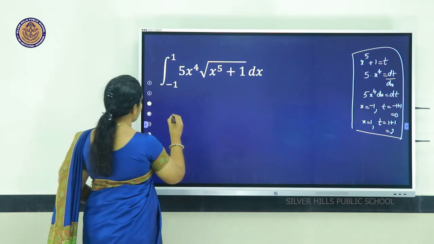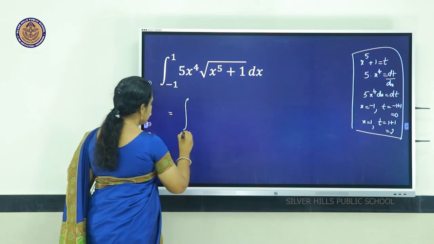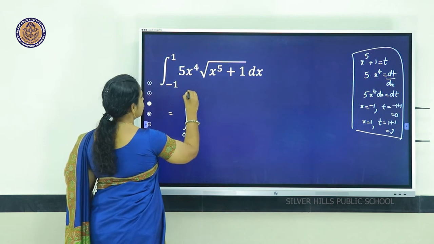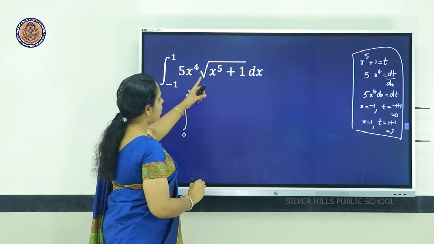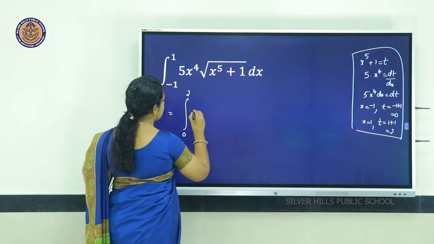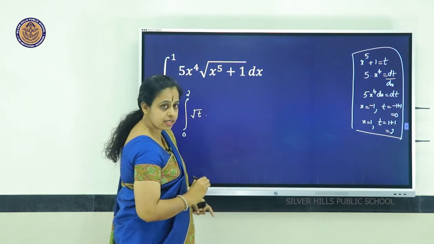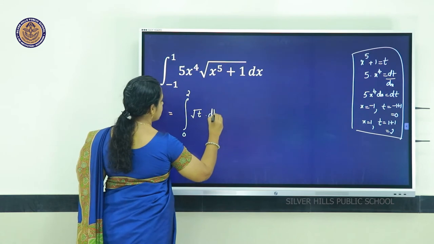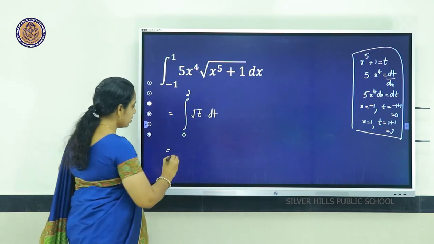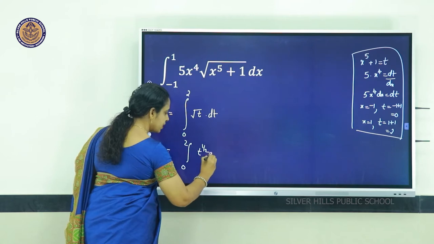Equal to integral minus 1, 0 instead of that. Instead of 1, we will give 2. Then, root of x raised to 5 plus 1 means root t into 5x raised to 4 into dx is dt. Equal to integral root t dt, that means integral 0 to 2 t raised to half dt.